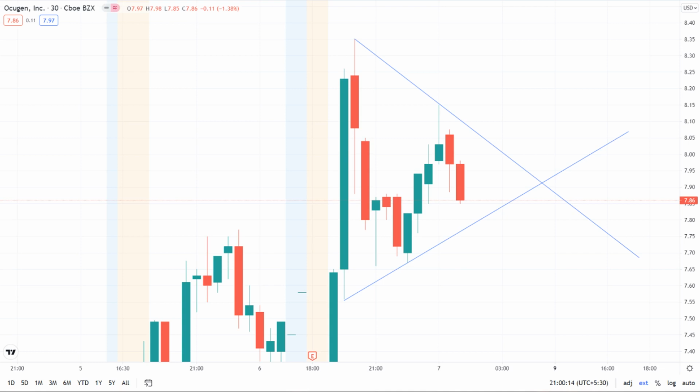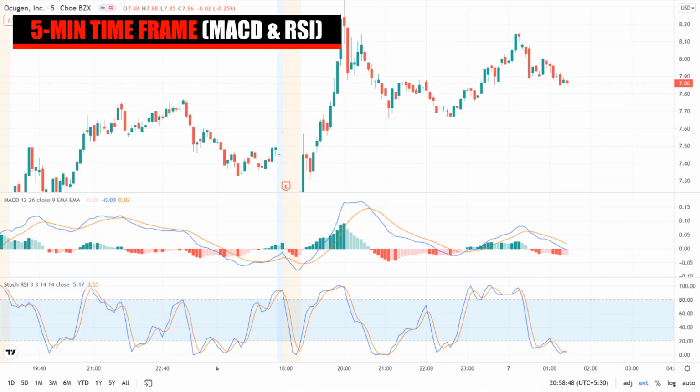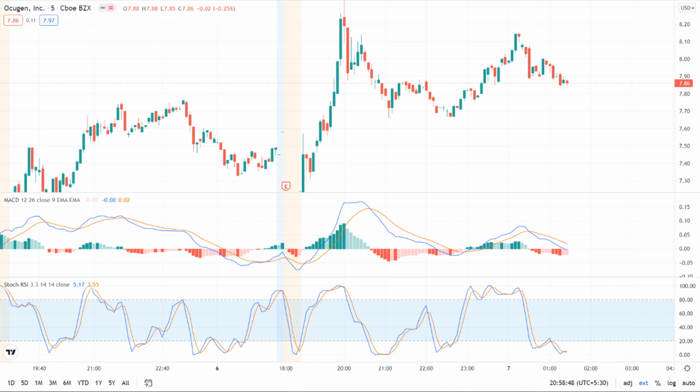Let's look at indicators. In this 5-minute MACD and stochastic RSI chart, we can see that the MACD is forming a bearish trend and the RSI is in the lower part of the equilibrium zone. Hence this tells us that there is a bearish sentiment in this stock, so keep this in mind and try to make trades that follow the trend.